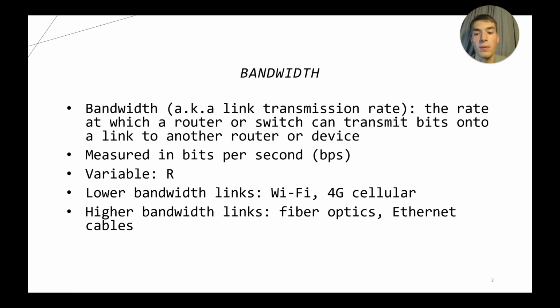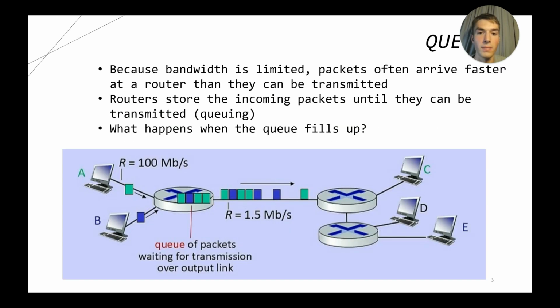And different links have different bandwidths. Wi-Fi and 4G cellular, for example, have bandwidths that are going to be in the tens of megabits per second. Whereas certain links like fiber optics and Ethernet cables, notice how physical links tend to be a little bit higher bandwidth. These links have bandwidths in the tens to hundreds of gigabits per second. And so that's an improvement by a factor of 1 to 10,000. And so you'll see that those physical links are going to tend to be better. But what you need to understand is that bandwidth is just how much data can be transmitted every second across a certain link.